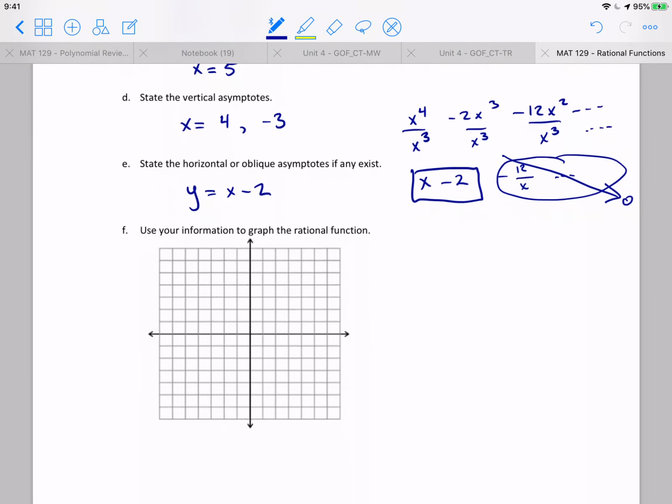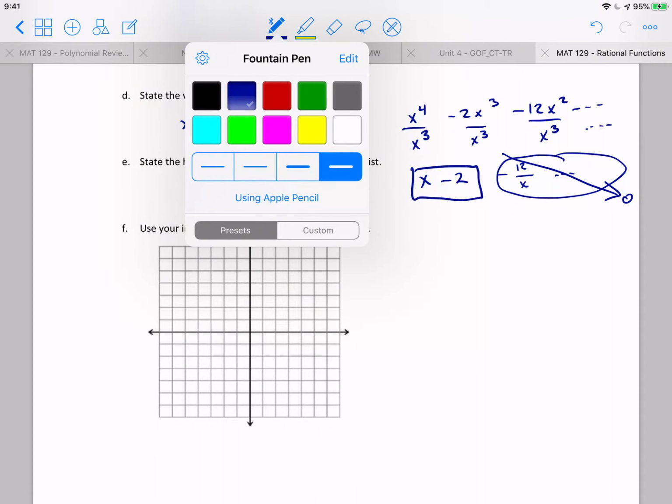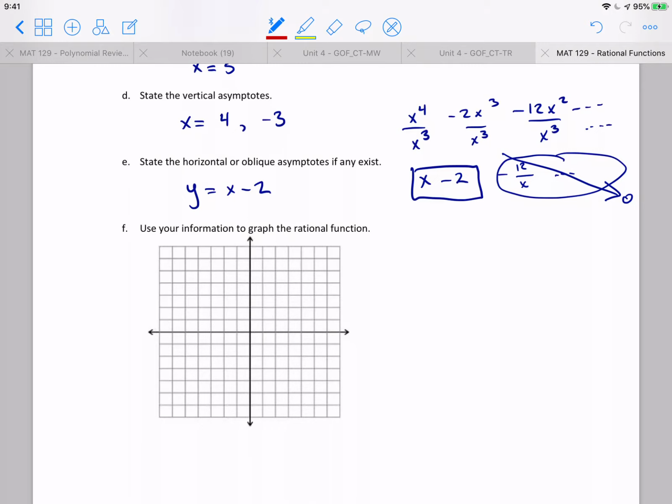So now with all this, I can get a nice little sketch here. So first of all, I'm going to draw my asymptotes. I'll draw those in red. Red dashed lines here. So there's my oblique asymptote, vertical asymptote of 1, 2, 3, 4, and -3.